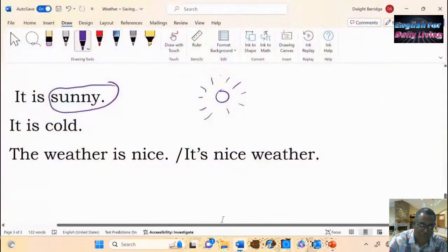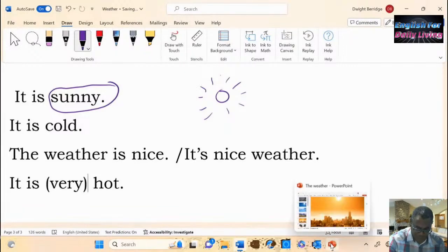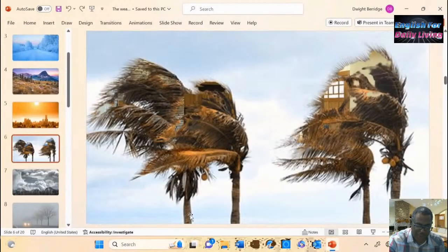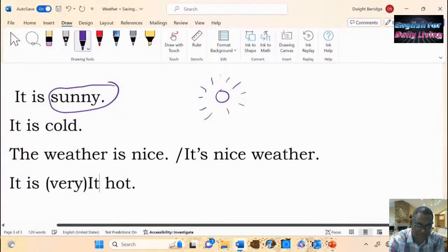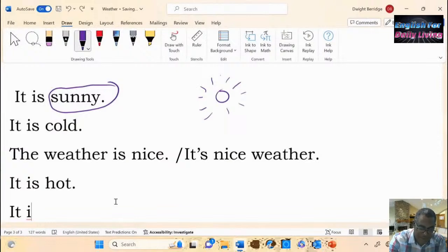We begin by saying, look at the expression, it is. It is hot. In fact, it's very hot. You can put in that word there to express how hot it is. That adverb in there. Very hot, extremely hot. Okay, now the next one, we have some trees. They are blowing in the wind. So obviously our expression would be it is windy. It is windy.